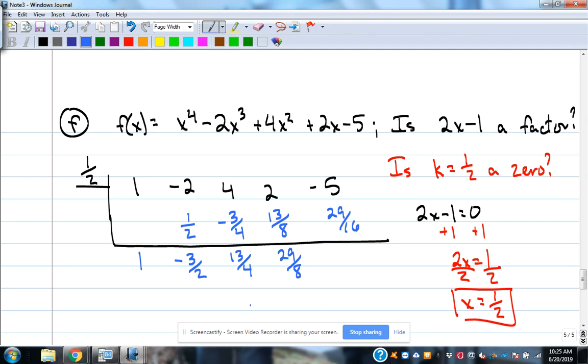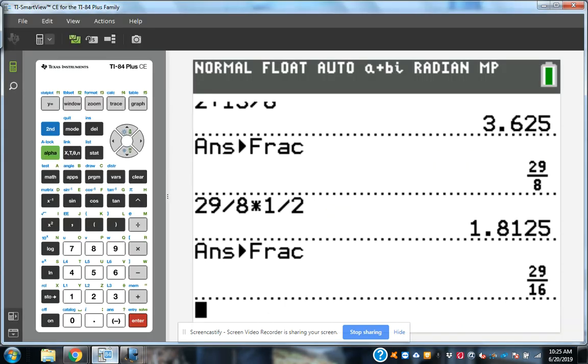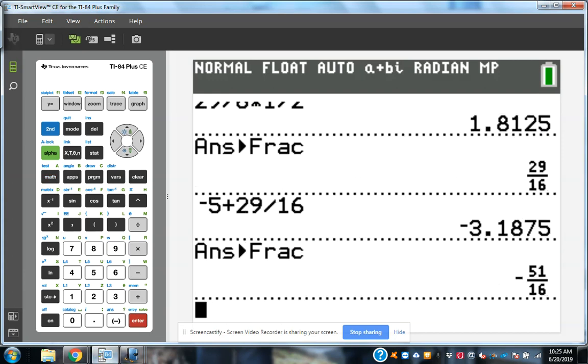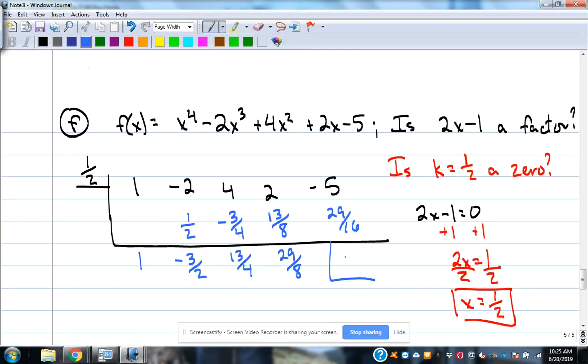So we can tell right now that that's not going to be a 0 there, but I'm going to go ahead and get that number. -5 plus 29/16. Math, enter. -51/16. That's what that is. -51/16. Not a factor.